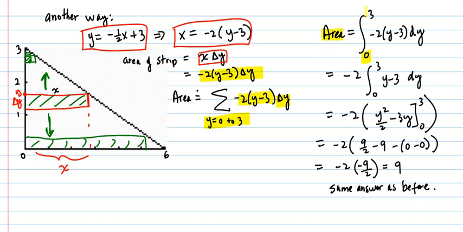So the area is going to be the integral from 0 to 3 of the heights times the widths, dy. Factor out the negative 2. That's just an algebra convenience, so do it if you can. Then work out the fundamental theorem of calculus, and you get 9. Same answer as before. So that's how you do rectangles moving in the x direction, and how you do rectangles moving in the y direction. Sometimes one way is easier than the other. Sometimes they're equivalent, but you can use either way.